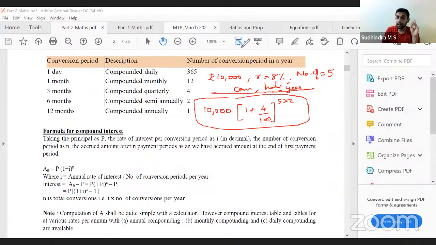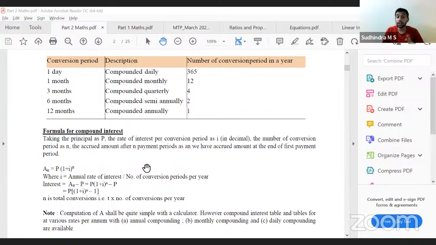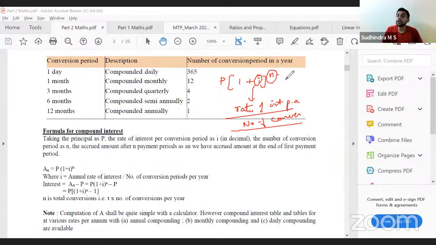Understood? So we have discussed simple interest and compound interest. In compound interest, number of conversions is very important. The formula that I discussed just now, if you want me to repeat, I'll repeat. P into 1 plus i to the power of n. What is i? i is the rate of interest per annum divided by number of conversions per year. Similarly, n is not the total number of years, it is the total number of conversions. So if in a year there are 4 conversions and the total number of years is 5, 4 into 5, 20 is the number of conversions. So n will be 20.